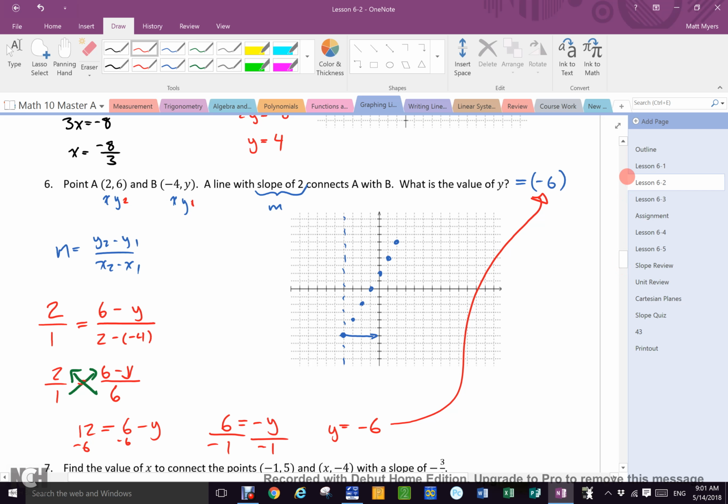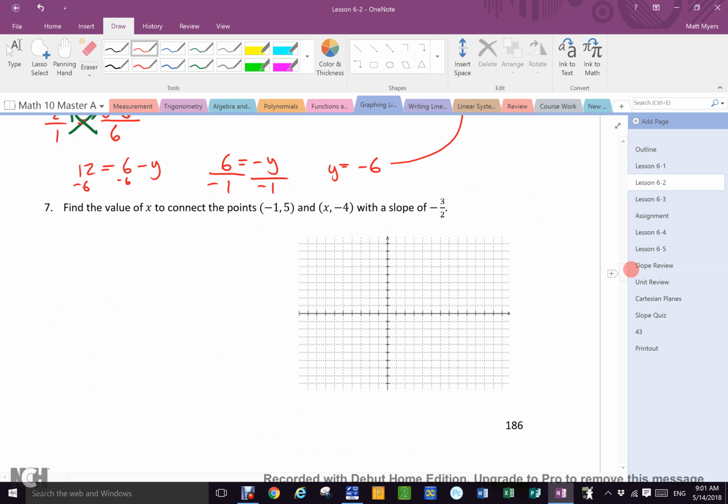Look at the next question. Can you do it? Do I have some points? So do I have an x2 and a y2 and an x1 and a y1? Do I have a slope? So can I find this with algebra? Okay, so what do I write? M equals y2 minus y1 over x2 minus x1. What goes in for m?